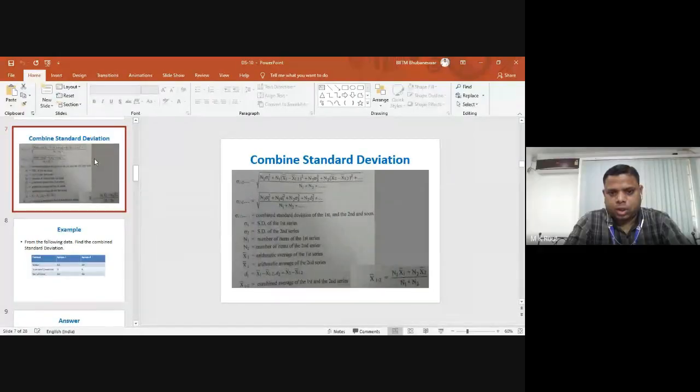So here is the formula for combined standard deviations. Those who know it, do not try to write the formula. After this we proceed to calculate some examples as well as some numericals on combined standard deviations. If you finish, just text a message in the chat box. Then I'll proceed to go for the examples.